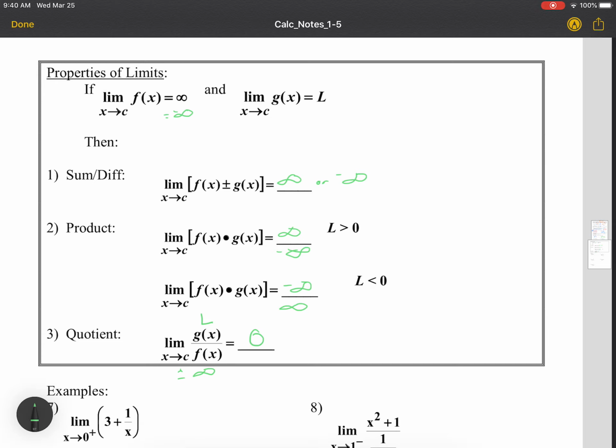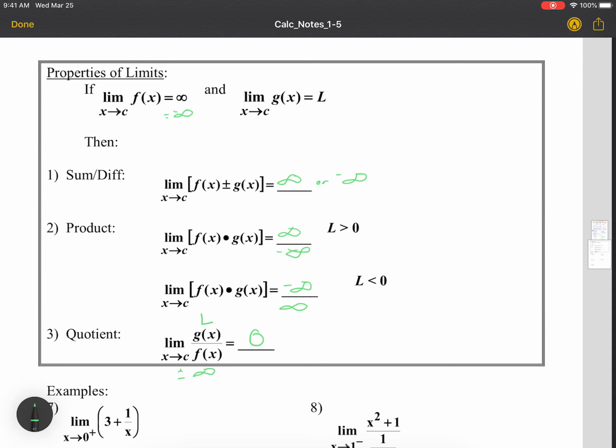Something to think about: if you look at your parent functions, if your denominator is going to 0 from the positive side or the negative side, then the reciprocal goes to infinity or negative infinity. That's just a little rule of thumb. You might see it in some homework problems, but we'll actually work some of that out. Don't worry too much about it.